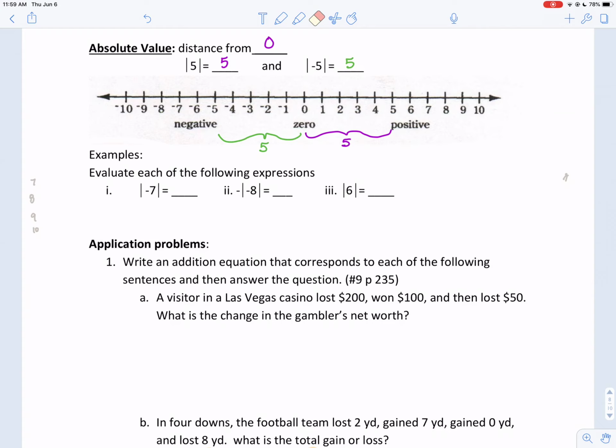So let's look at a couple of examples. The first one, absolute value of negative 7. That's the number of units that negative 7 is from 0, which is just 7.